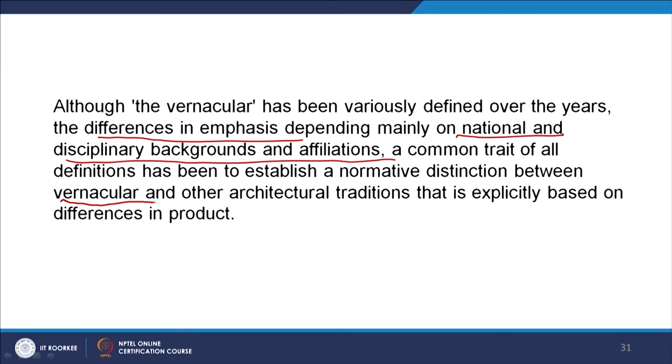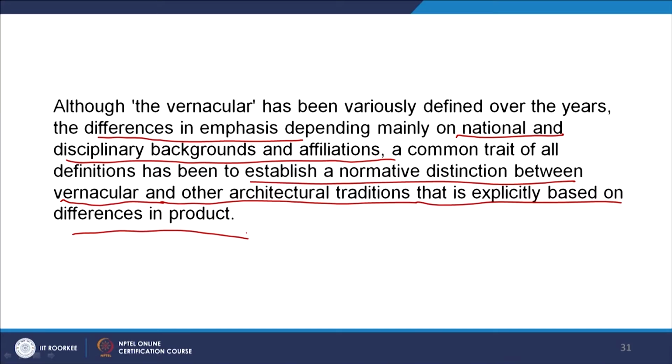They basically talk about establishing a normative distinction between vernacular and other architectural traditions that is explicitly based on differences in product. So whenever we are talking about the vernacular, we are obviously making a distinction from other architectural traditions, other building products. Okay, and what is this other? Let's see. It is mostly discussed to distinguish it from modern or polite forms of architecture that are seen to be more national or international in nature.